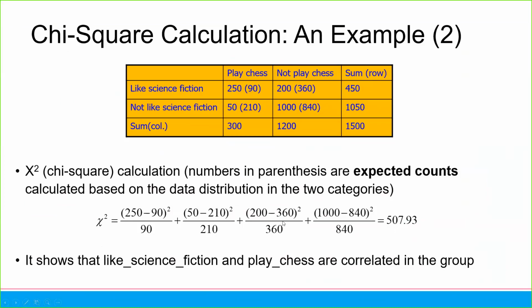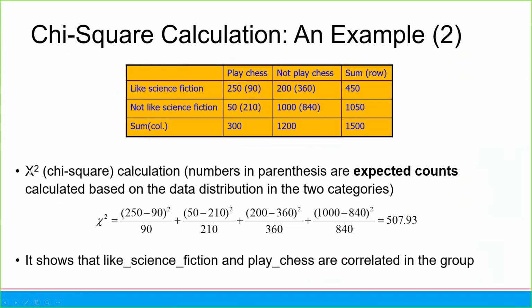So we can say that the science fiction column and the play chess column are correlated. That's it. You can say just correlated. But do not assume many things. Maybe you will think that someone who likes science fiction really plays chess. Yeah, you can say that, but do not assume anything. So we just say based on the statistics, they are correlated. There might be some other variables to indicate the correlation.